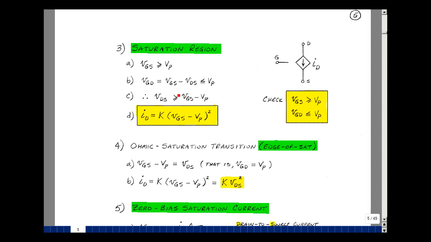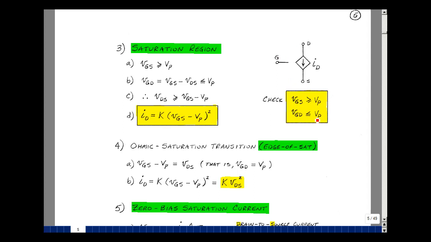Here too, the equation for the current in the JFET in saturation was found experimentally to be that same constant K times the quantity, the gate source minus the pinch-off, squared. If we're in the saturation region, again, we've always got the gate source and gate drain diodes reverse biased, so they're open circuits, and the current follows this equation. And we do have to check that the gate source and the gate to drain follow the correct inequalities. In other words, the gate source needs to be greater than or equal to pinch-off, and the gate to drain needs to be less than or equal to pinch-off.